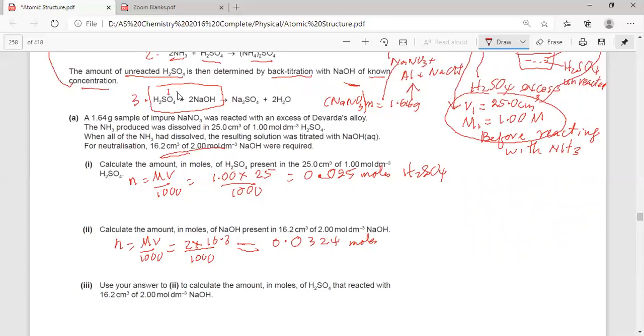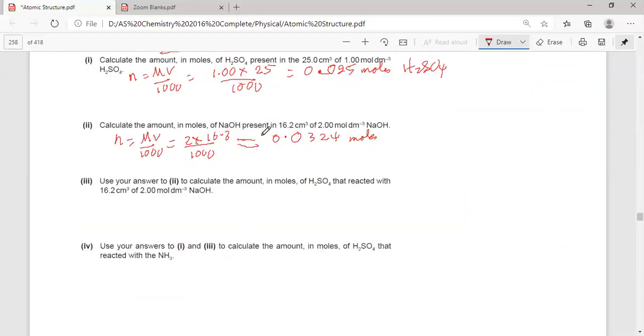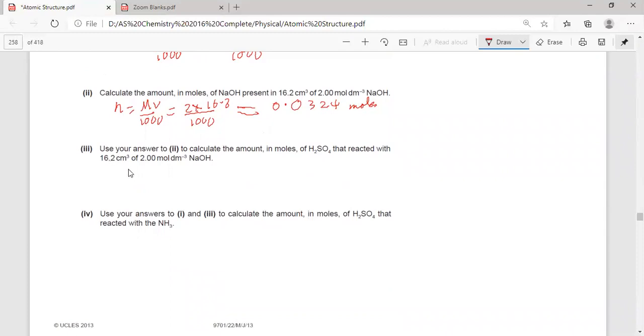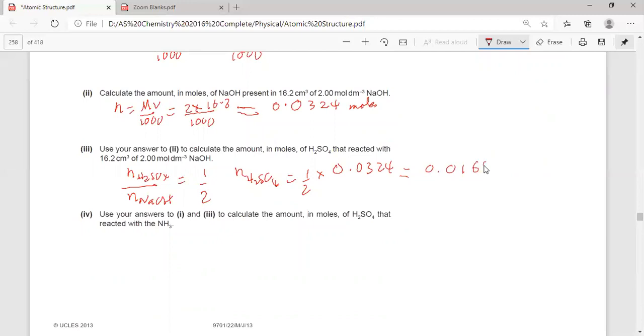Okay, what's the ratio? 1:2. So of course you want to put number of moles of H2SO4 over number of moles of NaOH equals 1/2. So number of moles of H2SO4 is equal to half of what? This is the amount right there, yeah? 0.0324. How much is it? It's equal to 0.0162. Yes, right? This is the amount of H2SO4 reacted.